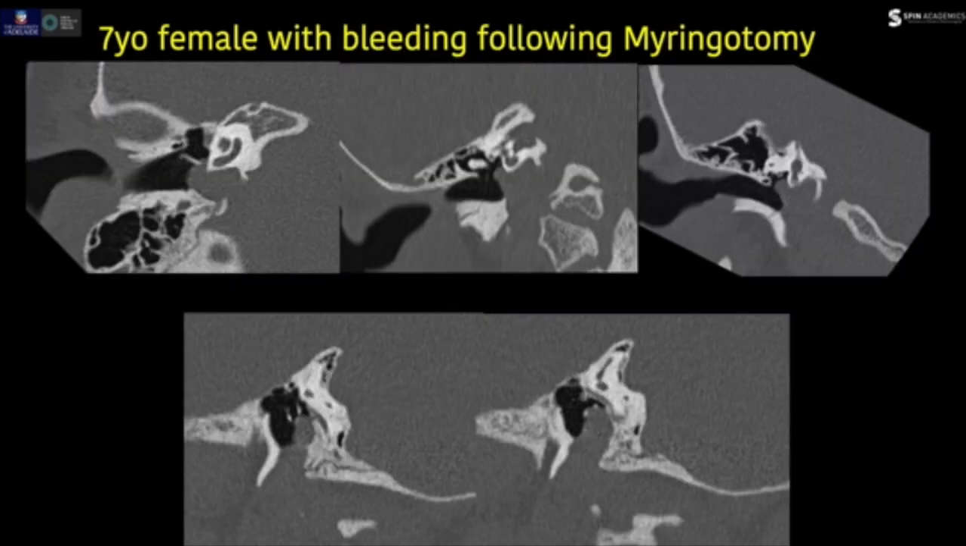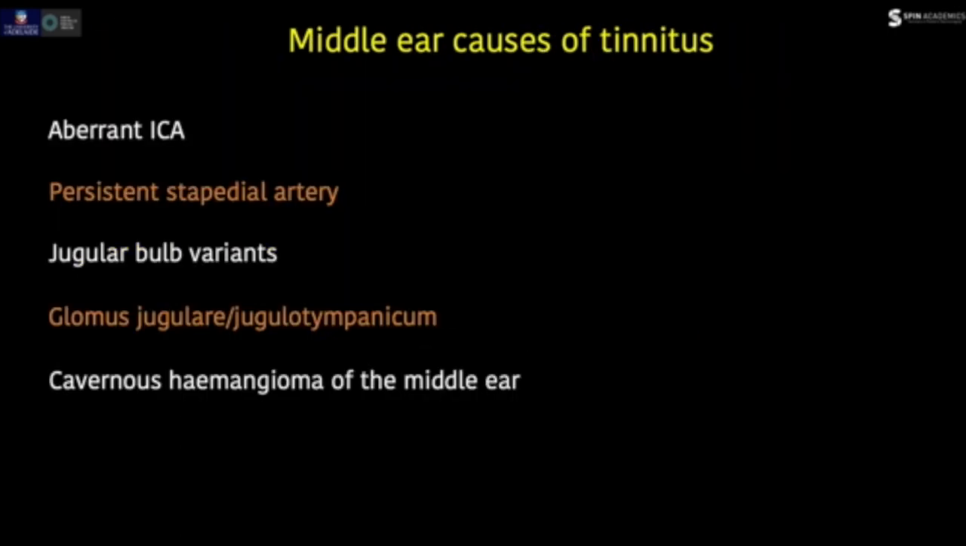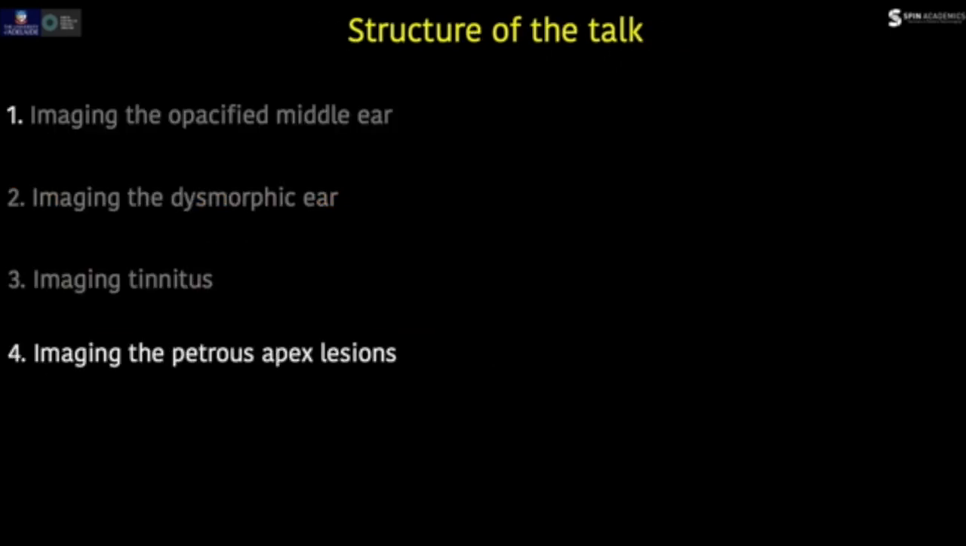Moving on, we have a 7-year-old female with bleeding following myringotomy. Hardly surprising given the fact that the malleus and incus are resting on a dehiscent jugular bulb. There is also a jugular bulb diverticulum in this case. There are several causes of tinnitus. The middle ear causes of tinnitus are aberrant ICA, persistent stapedial artery, jugular bulb variants, amongst others.